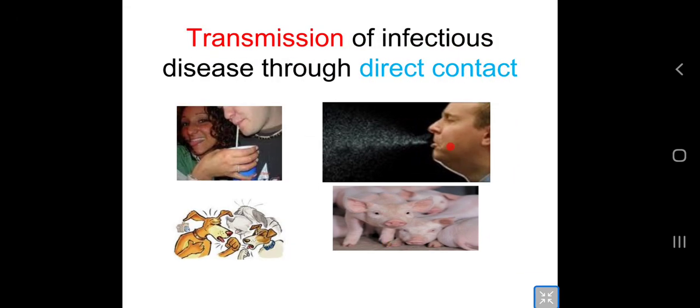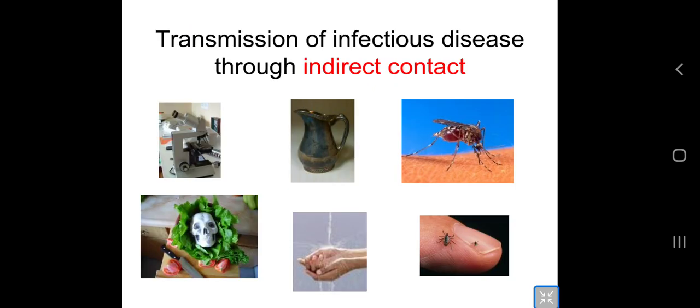And people who are infected with certain microorganisms, some of them with tuberculosis, within 3 meters can infect you by droplets. 3 meters. Look now, how dangerous it is. We are going to transmit diseases. So it can be direct contact or by droplets that you can pass a disease.